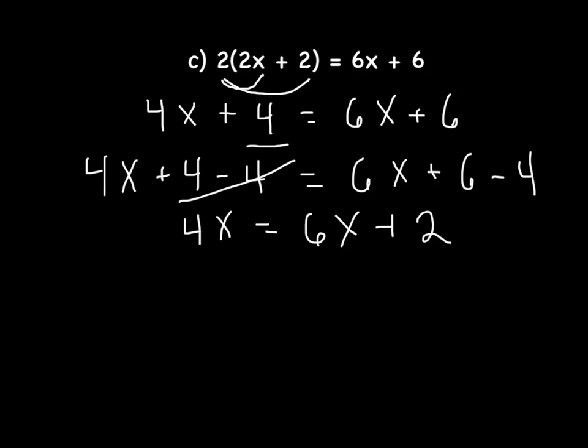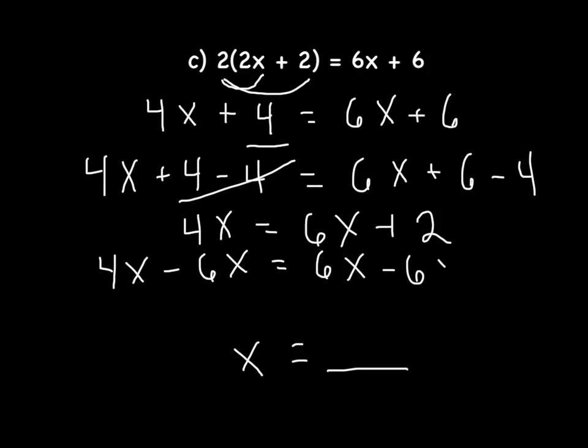Now, we have x's on both sides of the equation. If we want our solution to be x equal to some number, we need to get an x on one side of the equation. Let's get rid of the 6x on the right-hand side. 6x subtract 6x will make 0x's on the right-hand side. If we subtract 6x from the right side, we have to subtract 6x from the left as well. 4x subtract 6x is equal to 6x subtract 6x plus 2. We're left with a negative 2x being equal to 2.